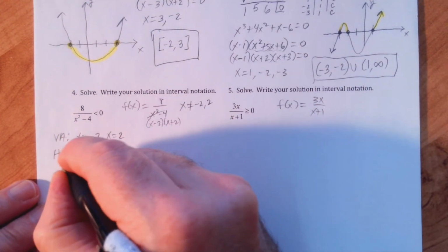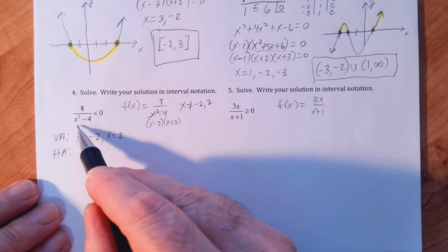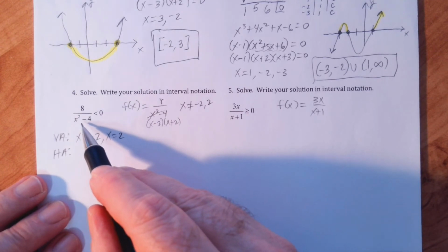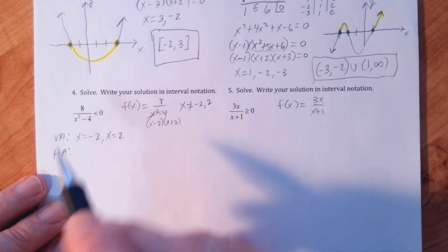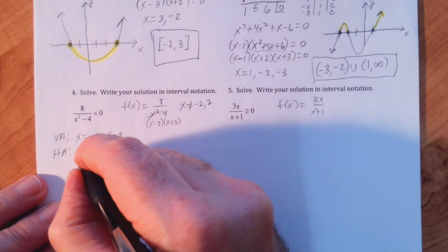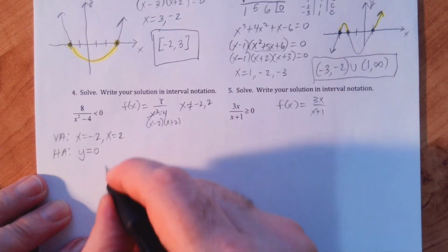Horizontal asymptotes, well, notice the degree of the numerator is 0 and the degree of the denominator is 2. So the degree of the denominator is greater than what we have in the numerator. This is what I call bottom heavy, and when you're bottom heavy, your horizontal asymptote is y equals 0. So let's go ahead and put those in.